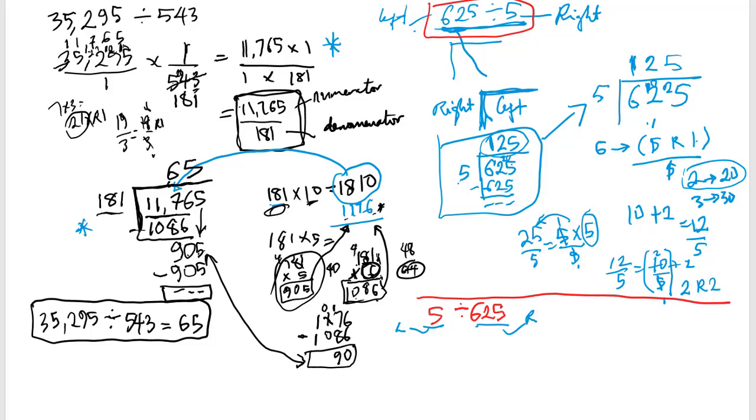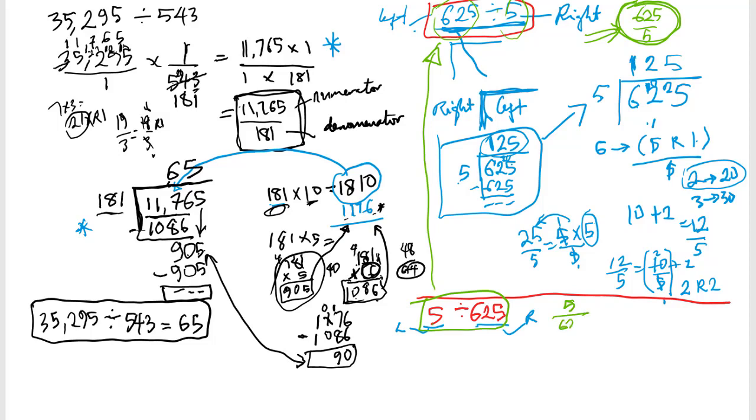If we have this kind of question, you can see that in this question, the number to the left is greater than the number to the right. Most of the time, this gives us a proper fraction, that's 625 over 5. But here, 5 divided by 625 gives you, sorry, this is an improper fraction. So this is a proper fraction, 5 over 625. Remember what I said here?